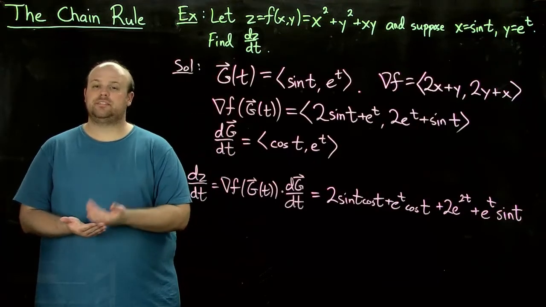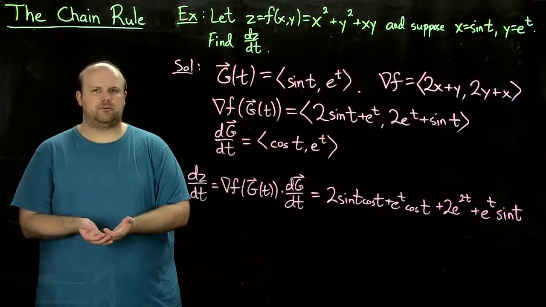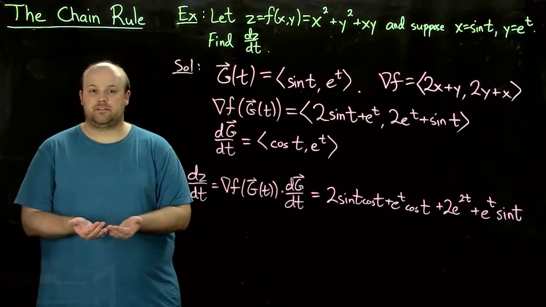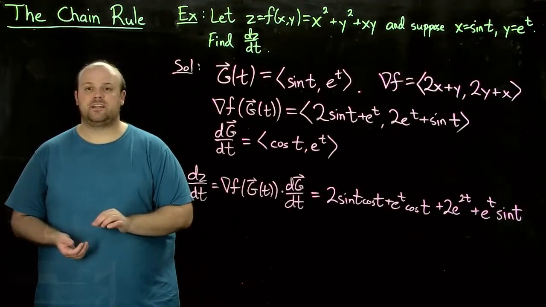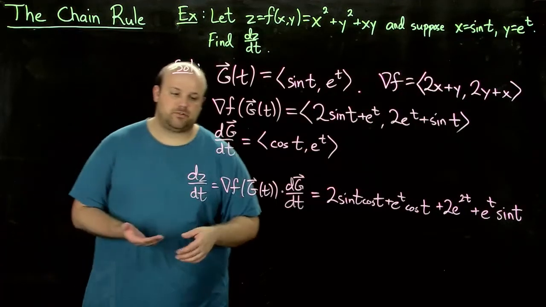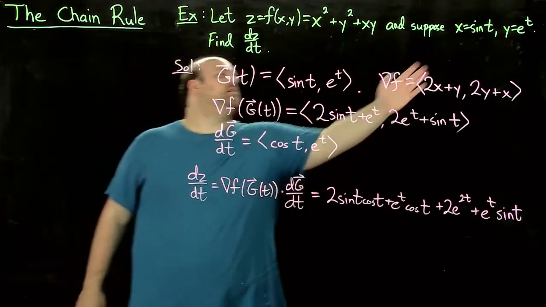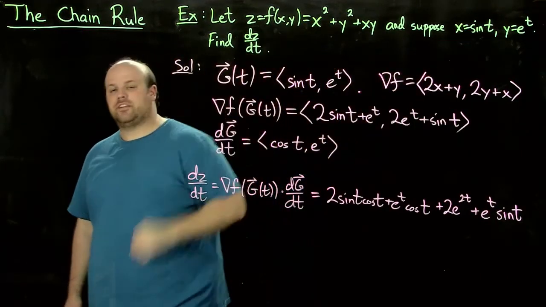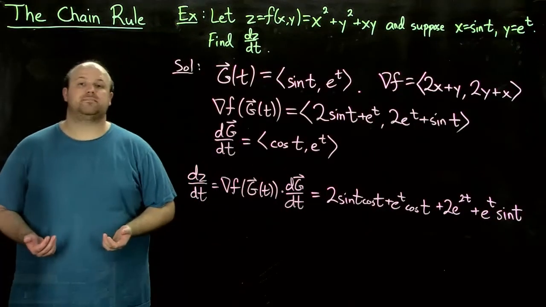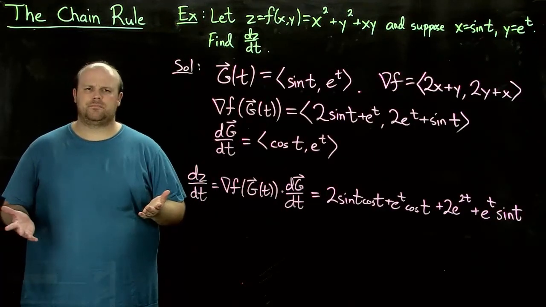So that's a pretty straightforward example. Hopefully it's pretty simple and easily understandable. And again, if you're not sure, and it's just good practice anyway, plug these guys back into this function here, and then take the derivative with respect to t. And then you'll see you get the same answer.